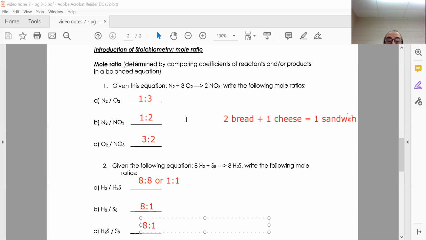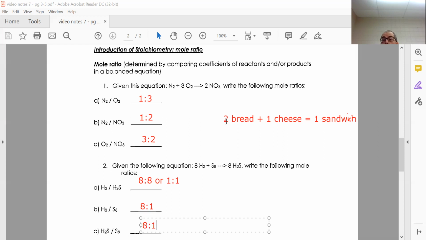Just what do these ratios mean? I'm going to go back to this equation, N2 plus 3O2 forms 2NO3. It means 1 molecule of N2 combines with 3 molecules of O2 to form 2 molecules of NO3. Or you could say 1 mole of molecules combines with 3 moles of O2 molecules to form 2 moles of NO3 molecules. So you're either comparing molecules or moles of molecules. What you're not comparing is grams. You can't say 1 gram of this combines with 3 grams of this to form 2 grams of this. That violates conservation of mass.